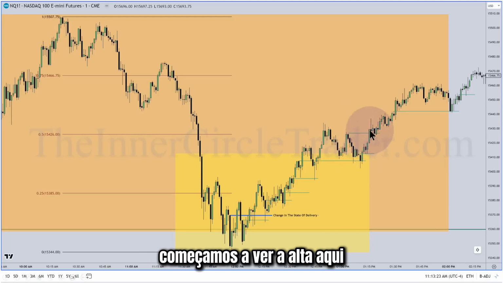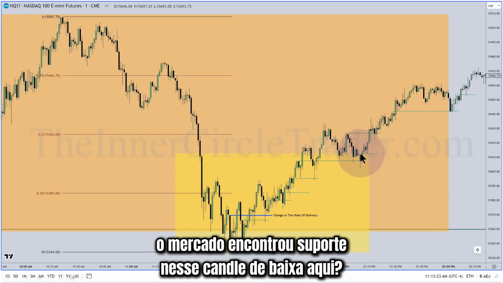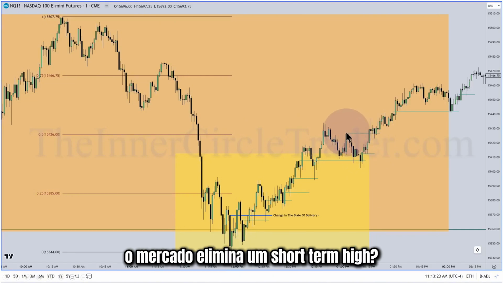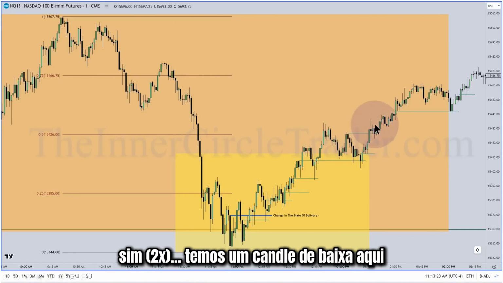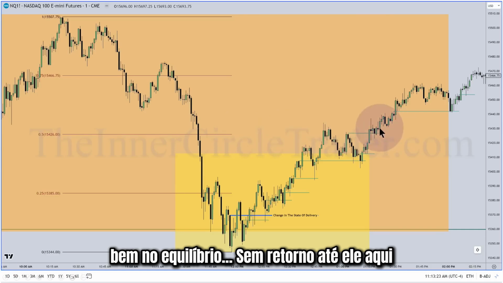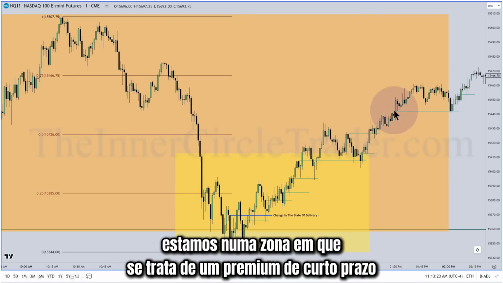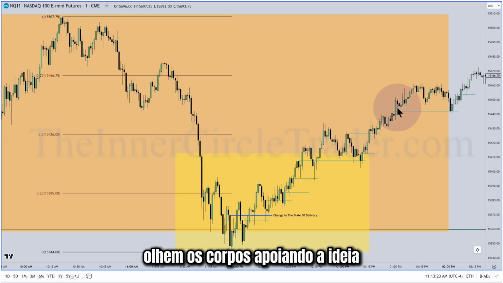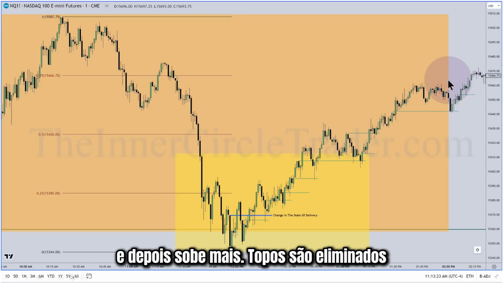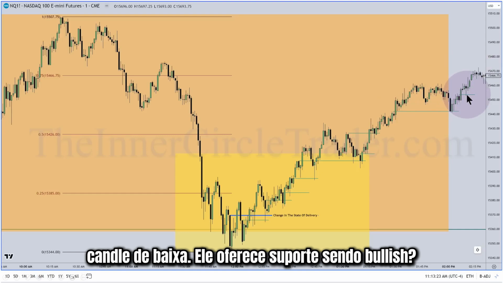We start to see it run higher here. Does it find support on this down close candle here? Yes. Sends it higher. Does it take out a short-term high? Yes and yes. We have a down close candle here, right around equilibrium. No return back to it here. That's fine because we're in that area where it's a short-term premium. Down close candle here. Look at the body supporting that idea and then rallies higher. Highs are taken out. Down close candle, does it support it as bullish?